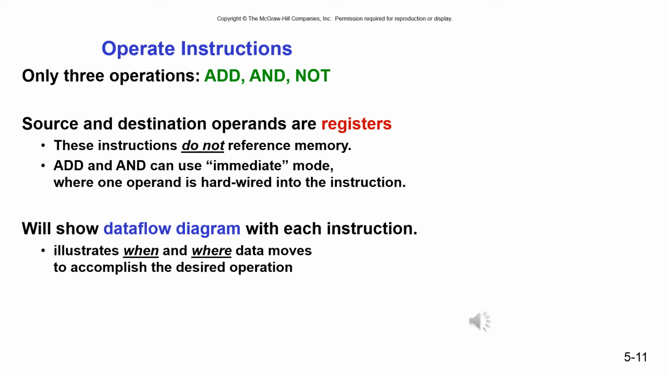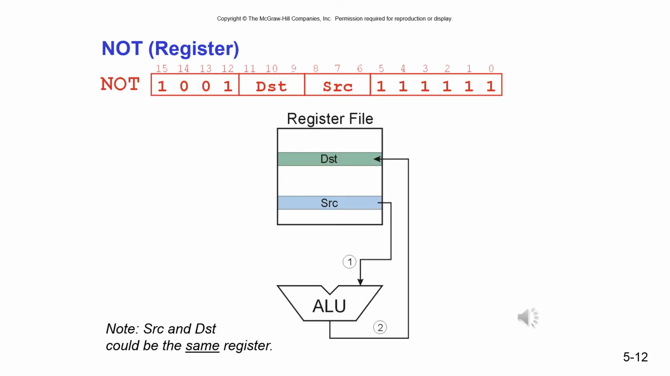As I mentioned, add and AND can have an immediate mode where one of the operands is hardwired into the instruction. We'll show the data flow diagram with each instruction, and it'll illustrate when and where data moves in order to accomplish the operation being discussed. Remember, NOT is a unary function. Unary, as in unicycle, means 1. There's only one operand.